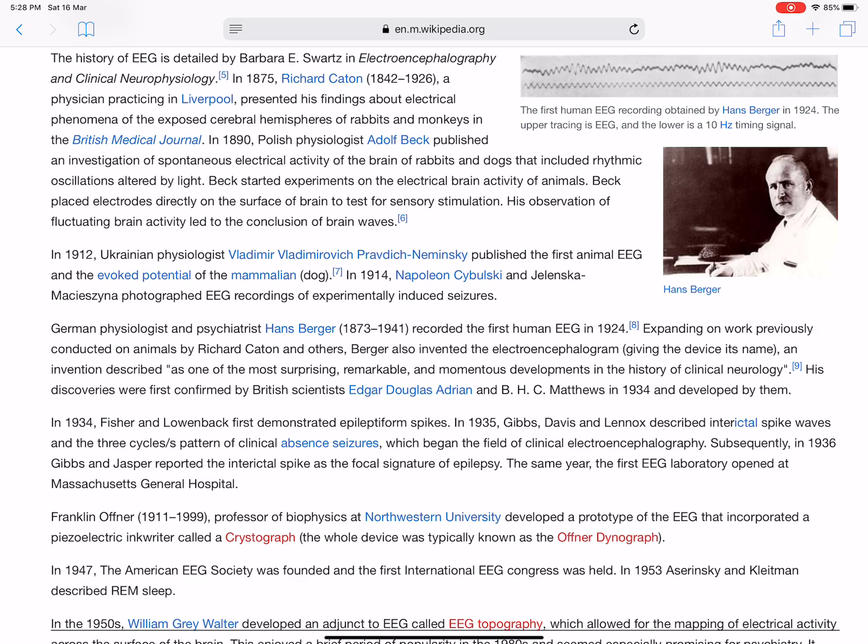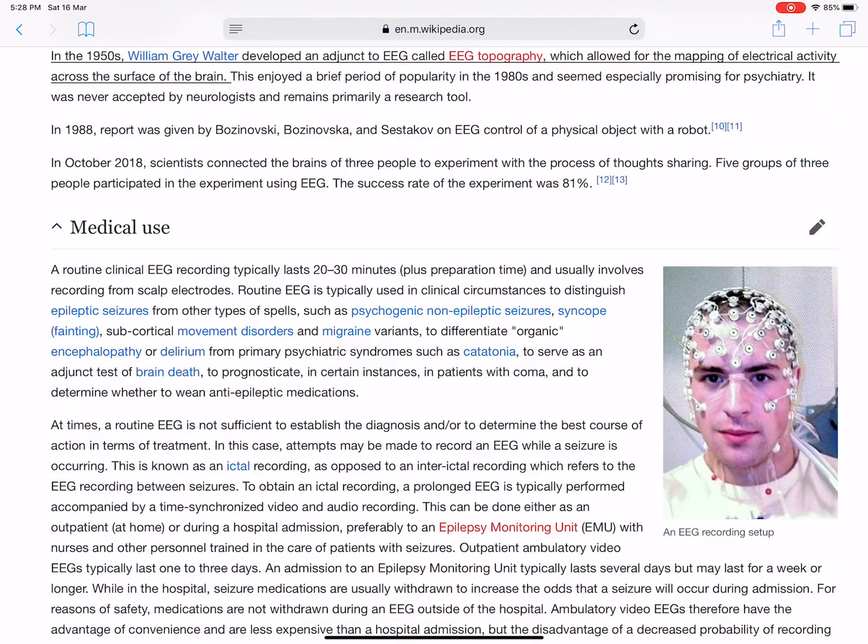In the 1950s, William Gray Walter developed an adjunct to EEG called EEG topography, which allowed for the mapping of electrical activity across the surface of the brain. This enjoyed a brief period of popularity in the 1980s and seemed especially promising for psychiatry. It was never accepted by neurologists and remains primarily a research tool. In 1988, a report was given by Bozhanovsky, Bozhanovskaya, and Sestakov on EEG control of a physical object with a robot. In October 2018, scientists connected the brains of 3 people to experiment with the process of thought sharing.